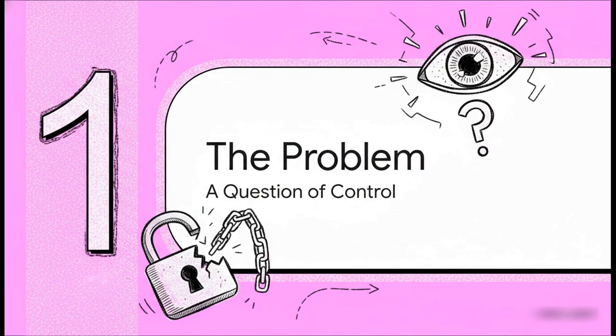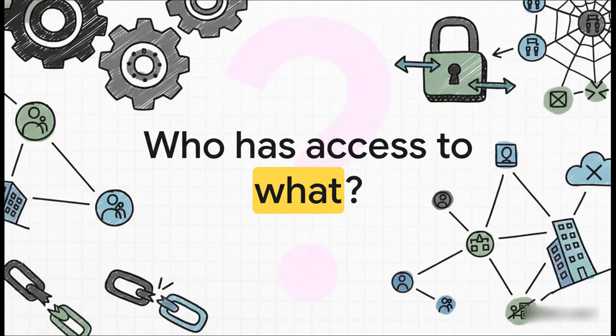So what is the real problem here? Well, at its very core, it all boils down to a fundamental lack of control and visibility. I mean, it sounds so simple, doesn't it? Who has access to what? But if you work in any kind of complex organization, you know it is incredibly difficult to answer. This one single question is the root cause of so many security headaches and productivity bottlenecks.